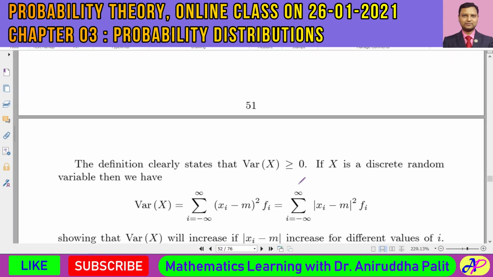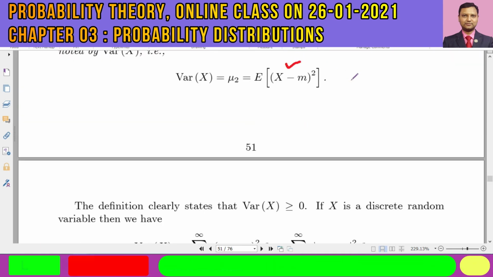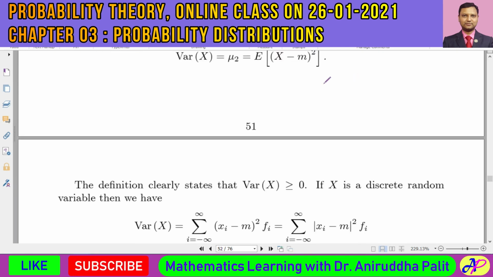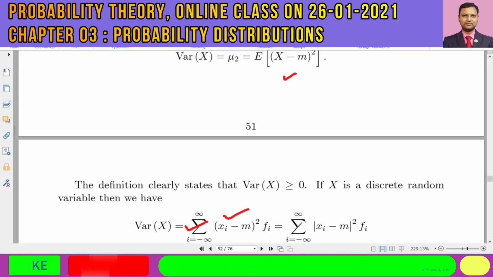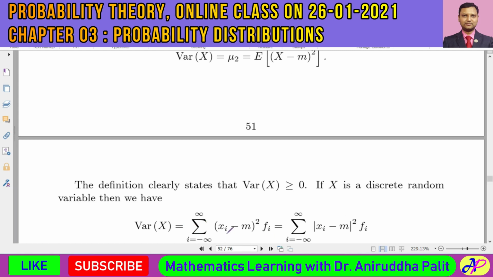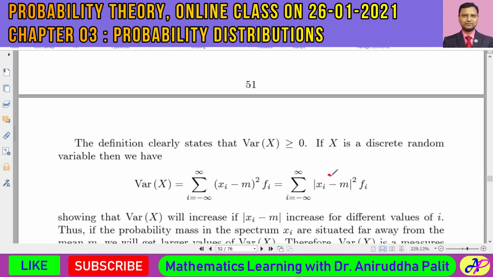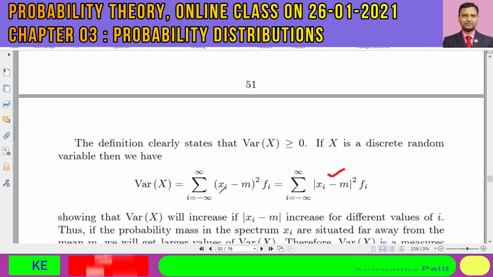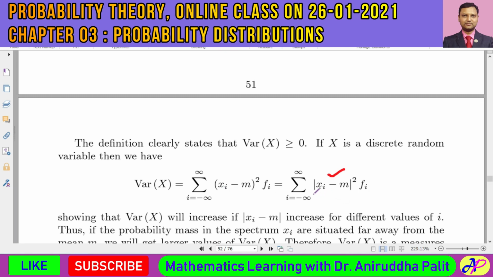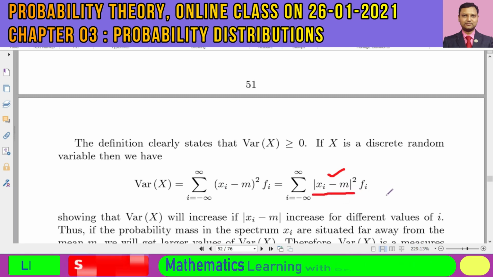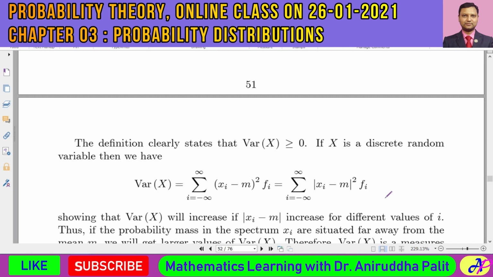You see over here, this expression, the expectation of (x minus m) whole square, would be represented in terms of a discrete random variable as the summation of modulus of (xi minus m) whole square into fi, i varying from minus infinity to infinity. And over here you see this is a square quantity, so we can write it as modulus of (xi minus m) whole square. Got it?